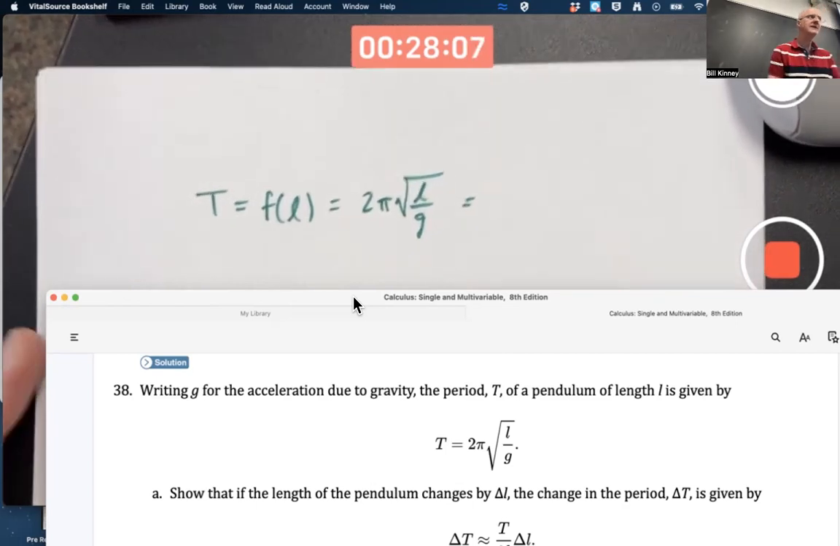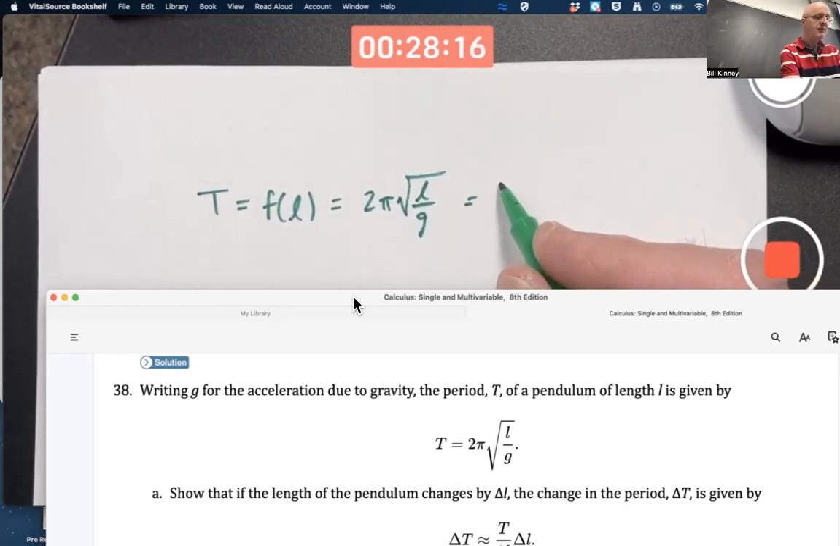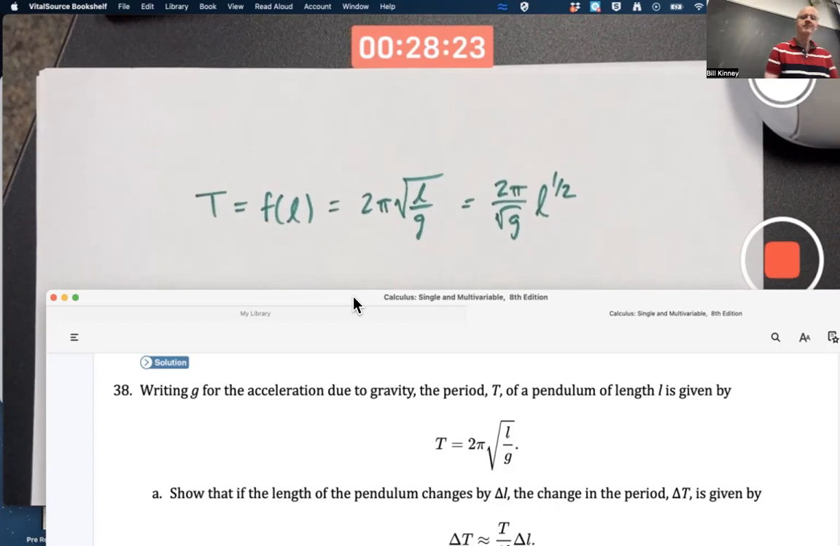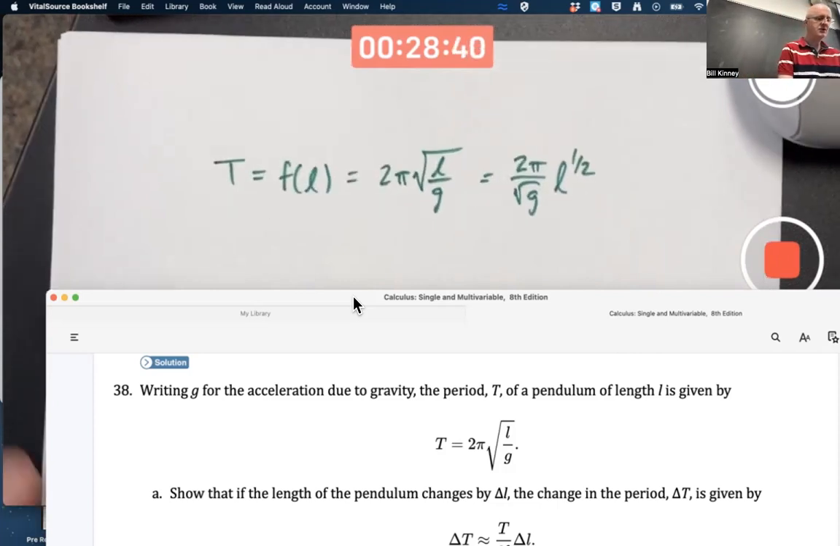We are going to differentiate this function of L. I am thinking of G as fixed, so pretending we're at sea level. It'll be helpful to rewrite it like this. Why can I do that? Well, for one thing, the square root of L over G can be written as the square root of L divided by the square root of G. That is a property of square roots. And then the square root of L is the same as L to the 1/2. That's a bit more convenient for the purpose of differentiation.